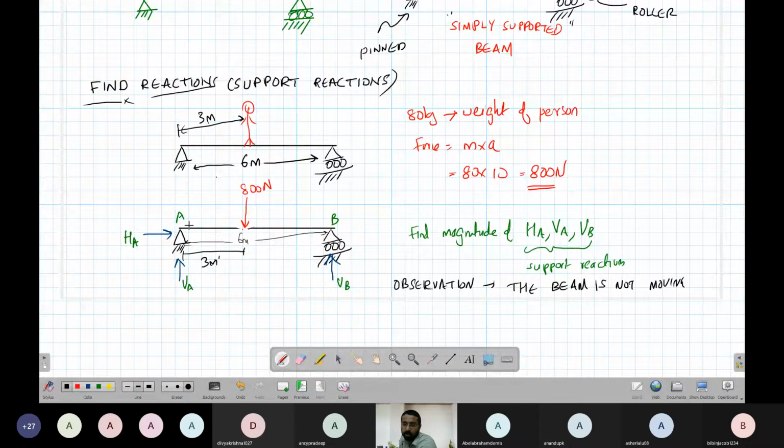Okay. This beam is not moving. That's the observation. Our force, our beam, bridge: the load is on the bridge, but it is not rotating, nothing is happening. So that means the bridge is in equilibrium. This is another way of telling that it is in equilibrium.